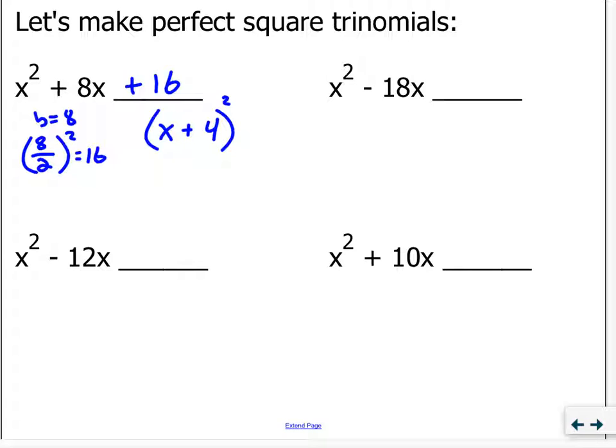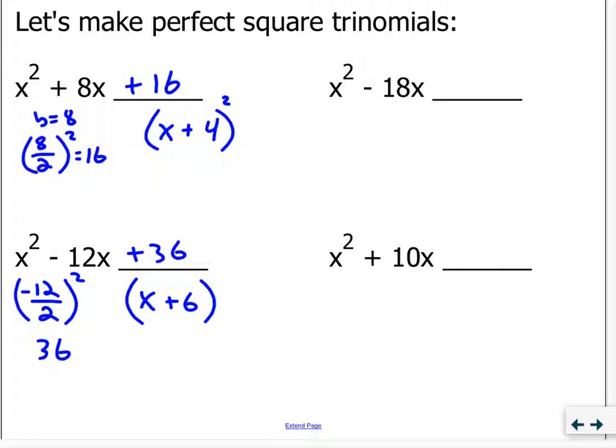So I'm going to take my b value. My b value is negative 12. I'm going to divide it by 2 and square it. Negative 12 divided by 2 is negative 6. Squared is 36. So I'm going to put a positive 36 in there. And yes, that number is always positive because we're squaring it. So now when I factor this term, x squared, its square root is x. 36, its square root is 6. And I wrote a plus sign, and I did it wrong because the 12 is negative, so it should be x minus 6. So the square of x minus 6.